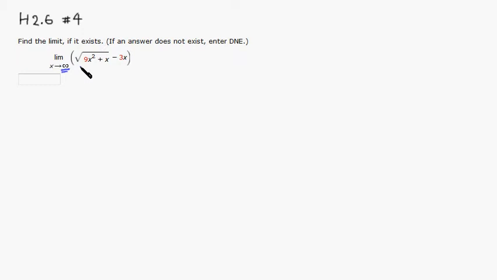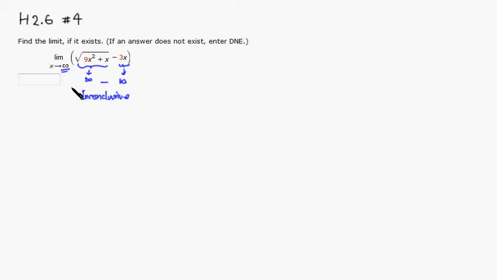So you can see that if you look at the first term, as x goes to infinity, 9x squared plus x definitely goes to infinity. But the minus 3x also goes to infinity. So if you have infinity minus infinity, this is inconclusive. So we cannot really make any kind of conclusion from here. So we're going to have to do something, right?